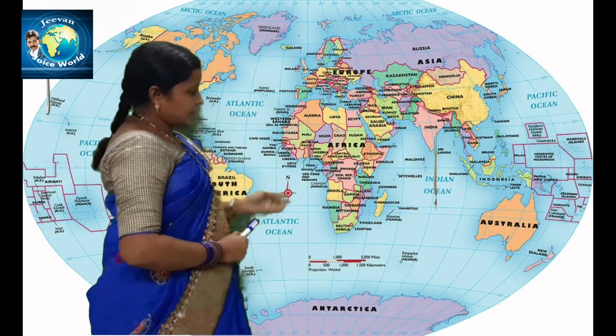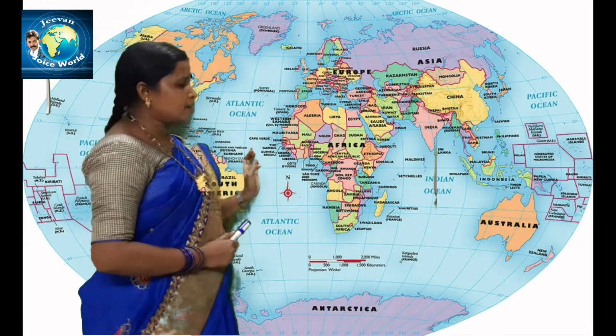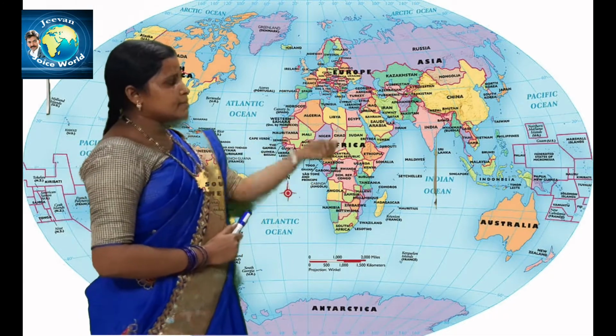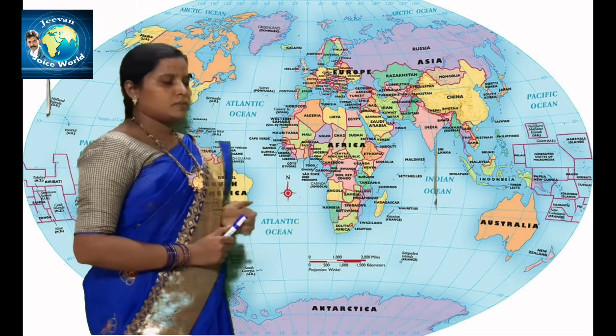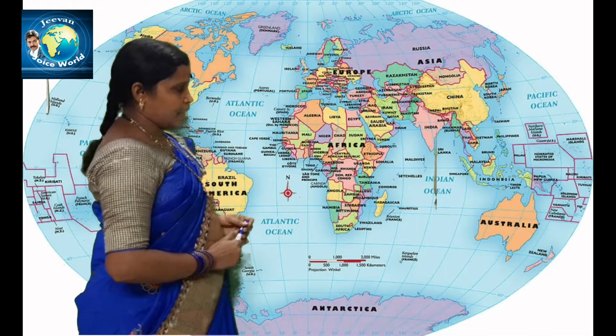Children, observe these horizontal lines. These horizontal lines are latitude lines, imaginary latitude lines. These vertical lines are longitude lines, also called imaginary lines.